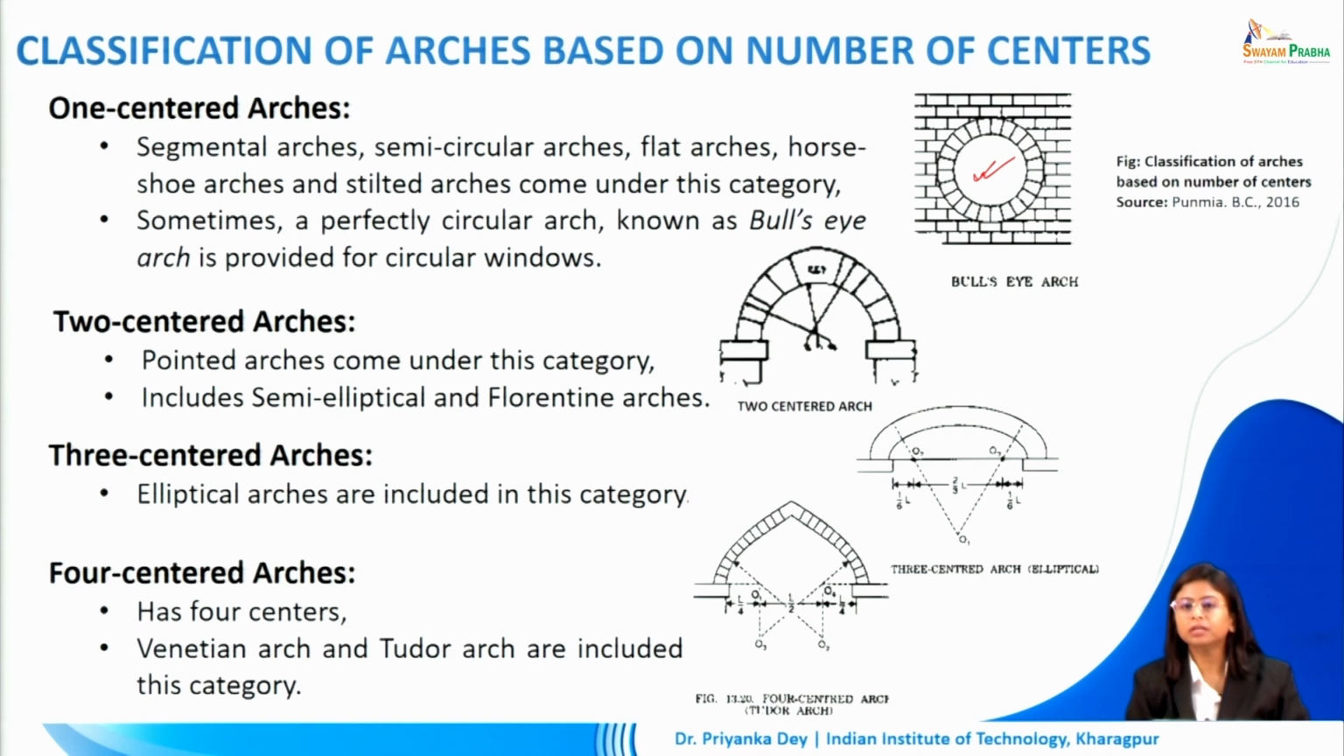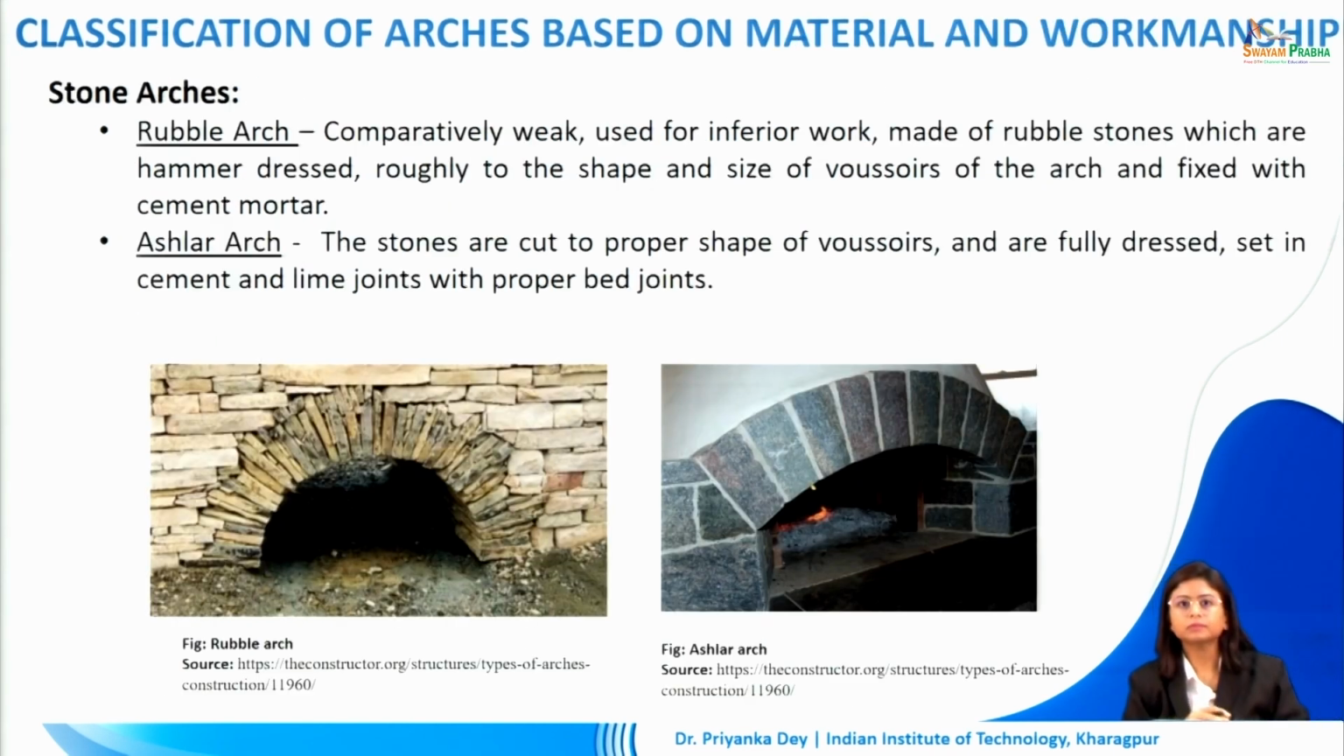Under this category, we know that semi-elliptical arches can have 3 to 5 centers. 4 centers have 4 center arches. In this, Venetian arch and Tudor arch are included. We can also go up to 5 centers in our arches, as we've seen in the semi-elliptical option. So those were the classification based on the number of centers and definitely the type of shape that we have given to our arch.